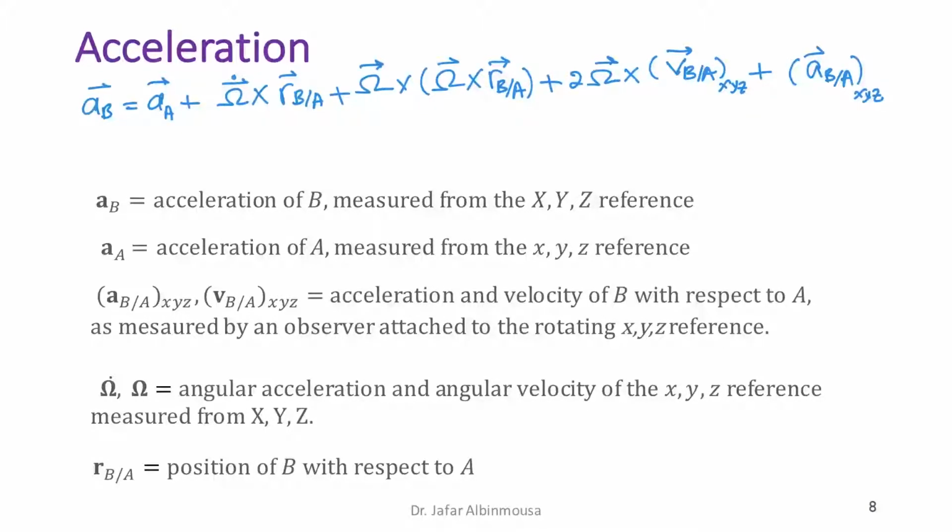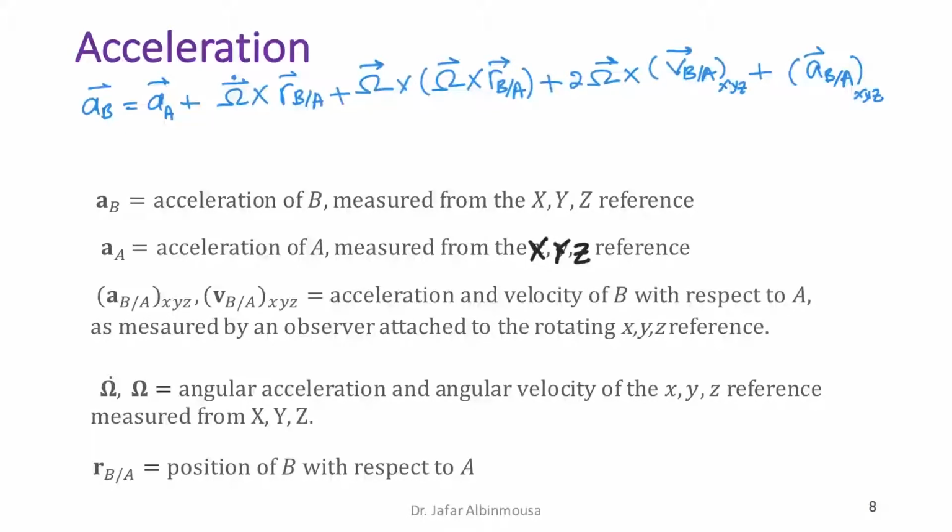So let's go over these terms. We have the first term, which is the acceleration of point B. So this is the acceleration of B measured from the capital frame of reference, which is the fixed frame of reference, capital X, capital Y, capital Z. Similarly, AA is the acceleration of A measured from the fixed frame of reference. Sorry for the typo here, but this has to be capital X, capital Y, and capital Z.